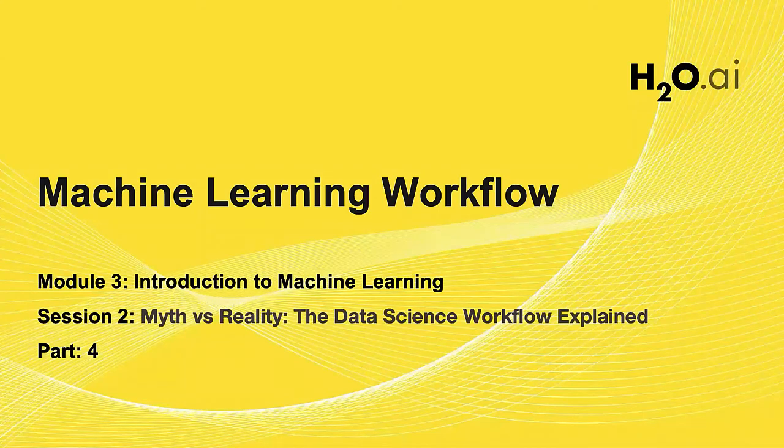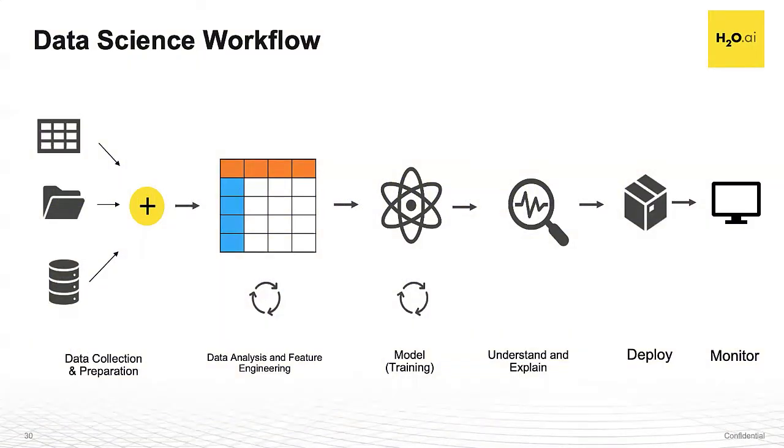So this is a data science workflow, and it is the ideal data science workflow, which is also shown in a lot of textbooks. So you have various stages here: the data collection and preparation stage, then the data analysis and feature engineering stage, followed by the model training stage. Then you understand and explain, deploy, and monitor. Now, let's go over each of these phases in a little detail.